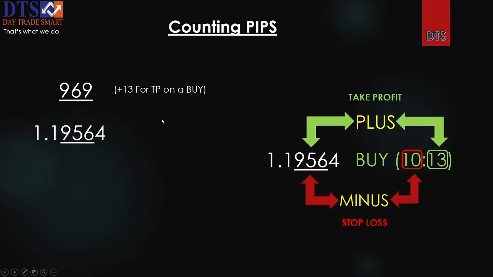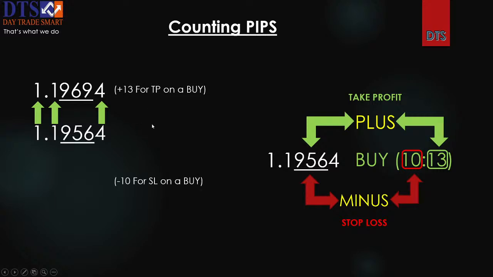So plus 13 would be 969. 956 plus 13 is 969. And then I would just carry up the 1.1 and carry up the 4. That's it. Now I have my full number. So when I put in that take profit, I would put in 1.19694, and that would be 13 pips. So this number moved 13 times, this second to last number.